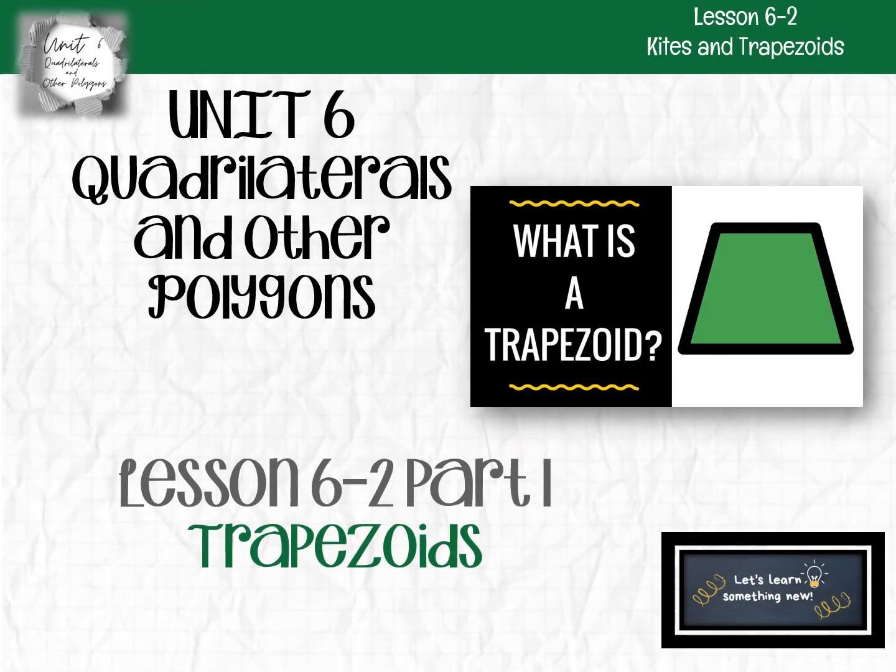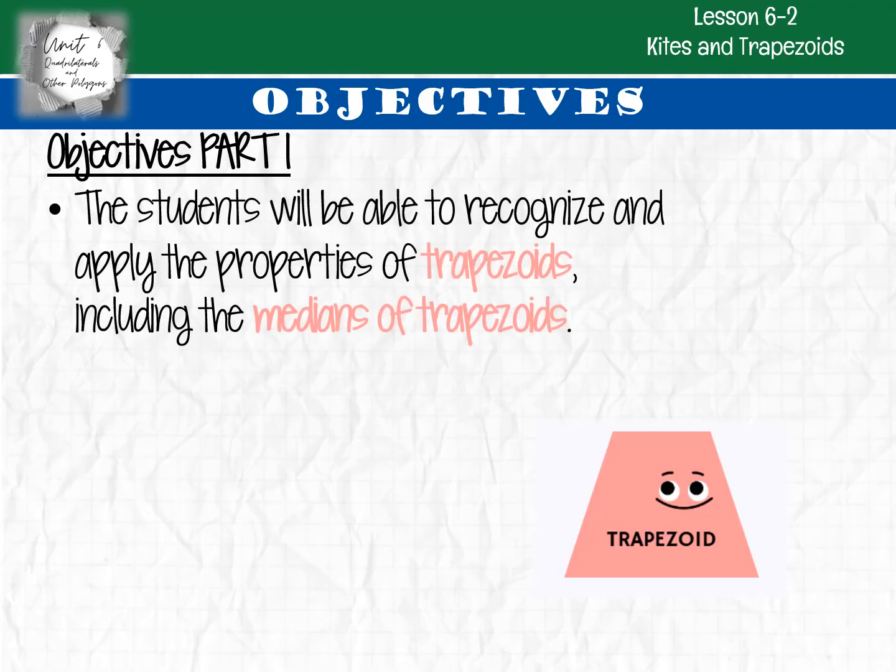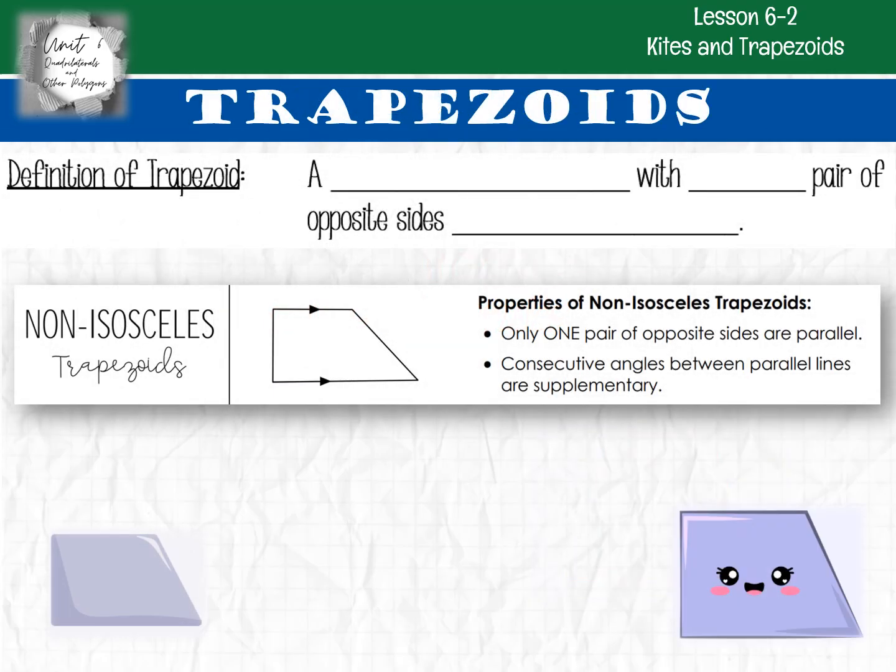In Unit 6, Quadrilaterals and Other Polygons, we have Lesson 6.2, Kites and Trapezoids. There is a full-length video of both of those shapes, but this is just part 1, Trapezoids. So the objectives for part 1: the students will be able to recognize and apply the properties of trapezoids, including the medians of trapezoids. Let's start with trapezoids.